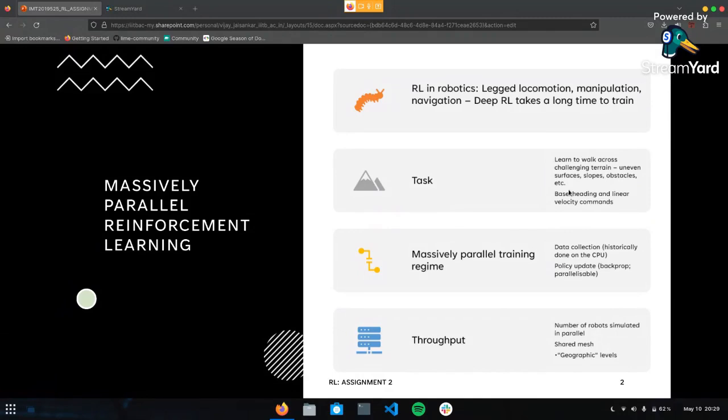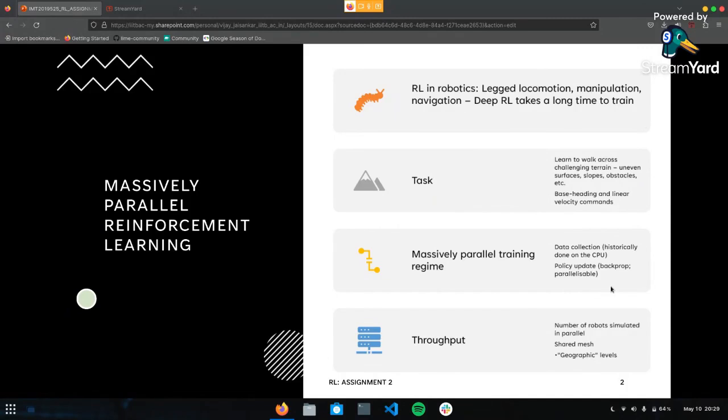So the task at hand is learning to walk across challenging terrain, such as maybe uneven surfaces, slopes, and obstacles, while taking into account base heading and linear velocity commands for actions. There are two main parts of such a system. One is data collection, such as getting the observations and estimating the rewards and so on, and the other is policy update, which is backpropagation in a deep RL network.